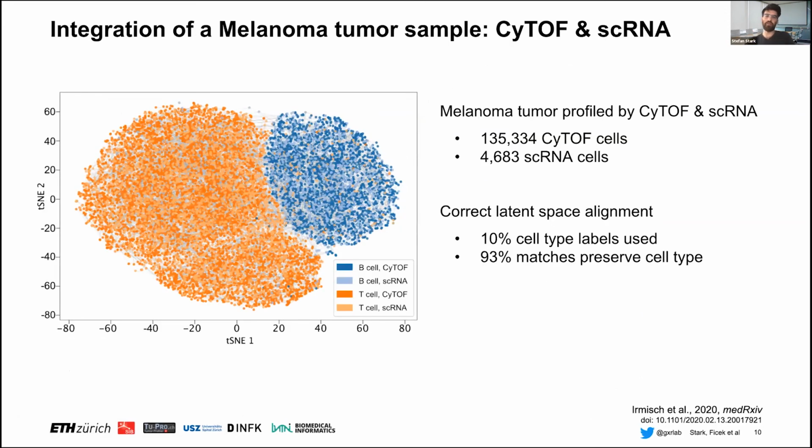We've also applied SCIM to a melanoma sample profiled by single-cell-seq and CyTOF technologies. And this yielded a dataset of around 140,000 cells. So here we're showing a t-SNE projection of the integrated latent space that SCIM produced. And we show that SCIM correctly aligns this latent space between the technologies using a semi-supervised strategy with 10% of the cell labels. So that means 90% of cell labels were removed, and it was still able to integrate. And it produced matches of high quality, retaining cell type in 93% of matches.